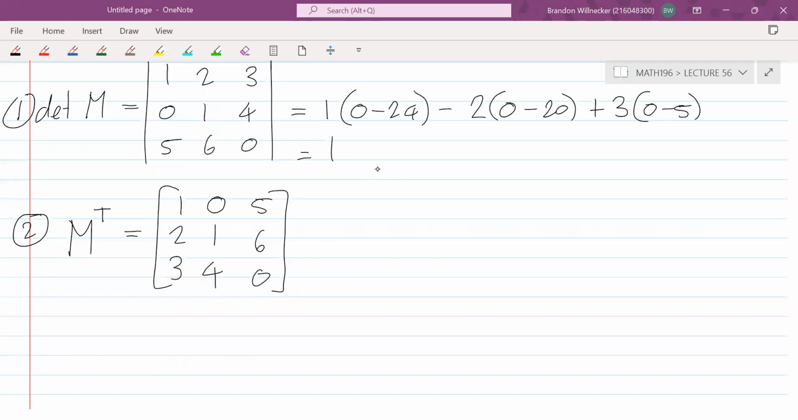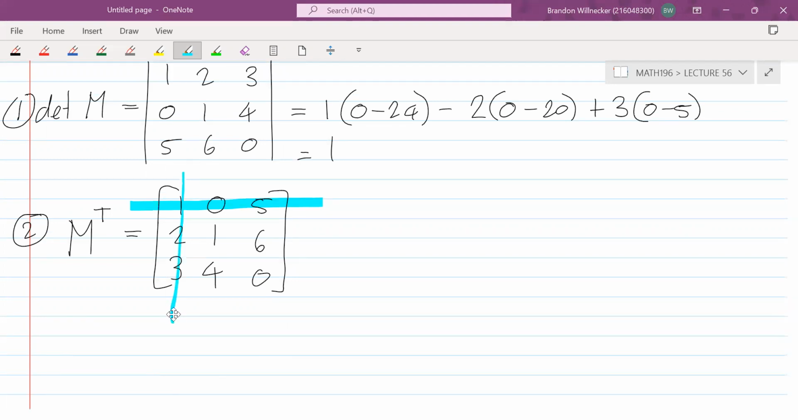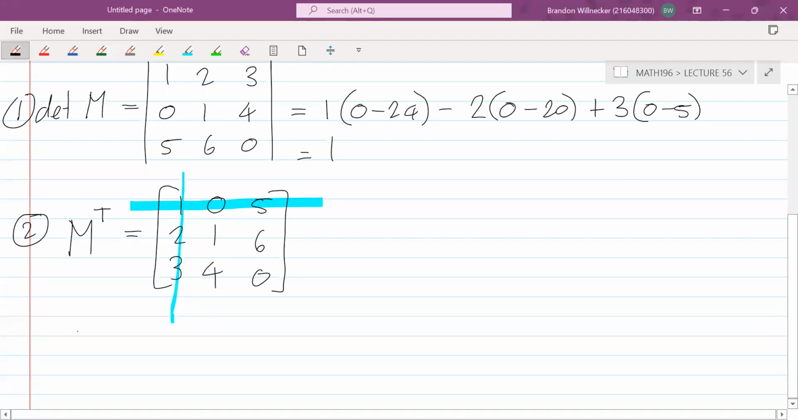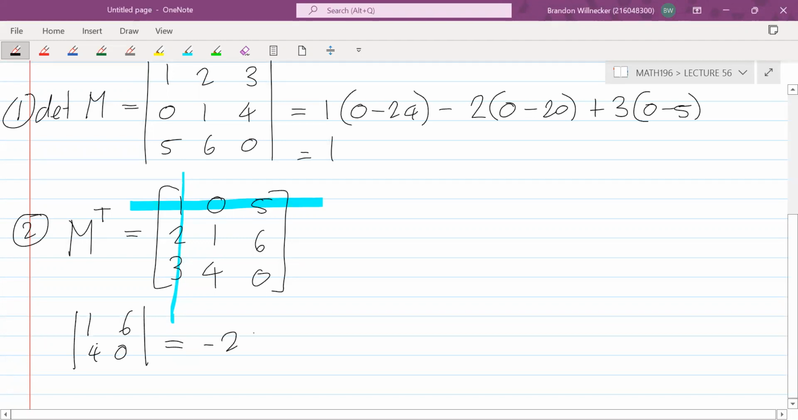Now, the third step is to find a whole lot of determinants of the different submatrices. What do I mean by that? First, I block off the first row and the first column, and that gives me a little submatrix, the 1, 6, 4, 0 submatrix. I write that down as a determinant and calculate it. That's going to be minus 24.